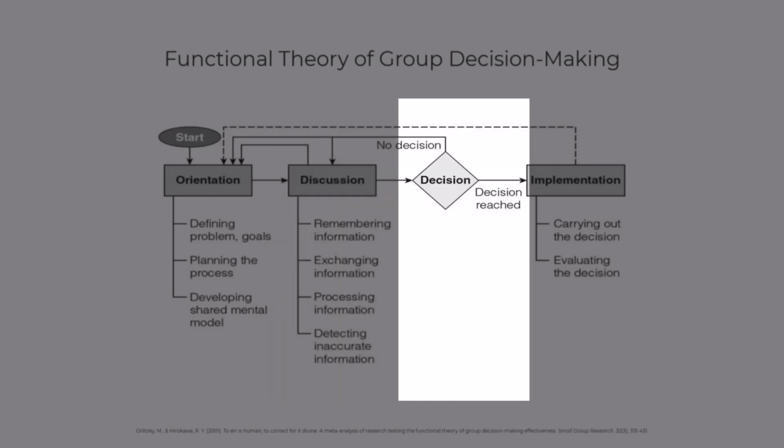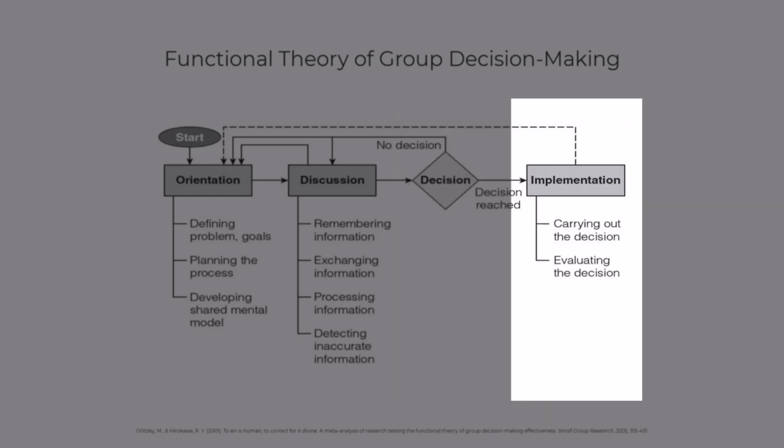During the decision stage, groups choose the best option, using what are called social decision schemes. These are the group's implicit and explicit decision-making rules and strategies. They also use a variety of decision-making tools that you can learn more about in the next video. Then, in the last stage, members implement the decision and evaluate the effectiveness of the process.